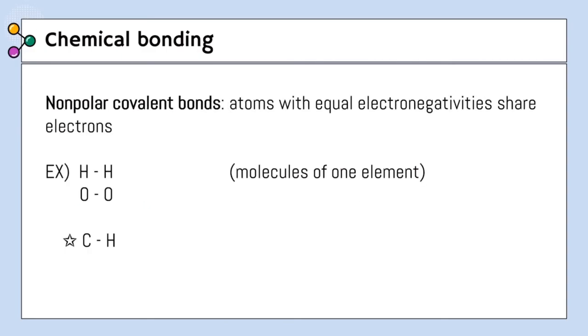The first type of covalent bond is the nonpolar covalent bond. It exists when atoms with equal electronegativities share electrons. The examples are bonds between the same elements. As each atom has the same electronegativity, the pull toward each atom is equal. However, there is one bond that you should remember. Although they are different elements, the bond of carbon and hydrogen is also a nonpolar covalent bond.